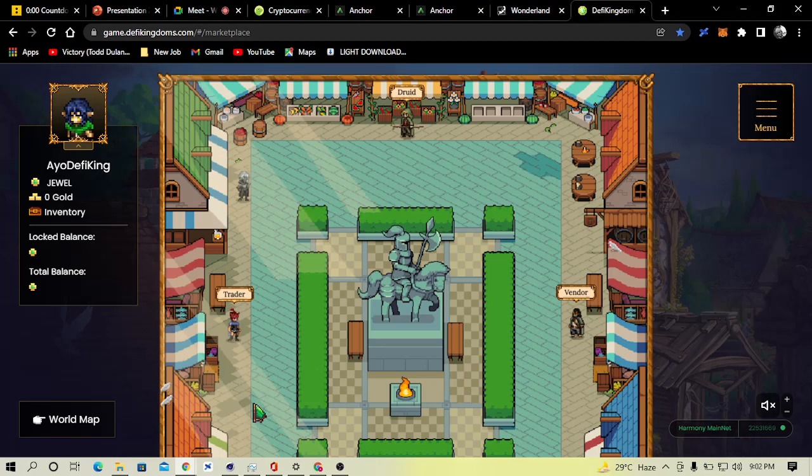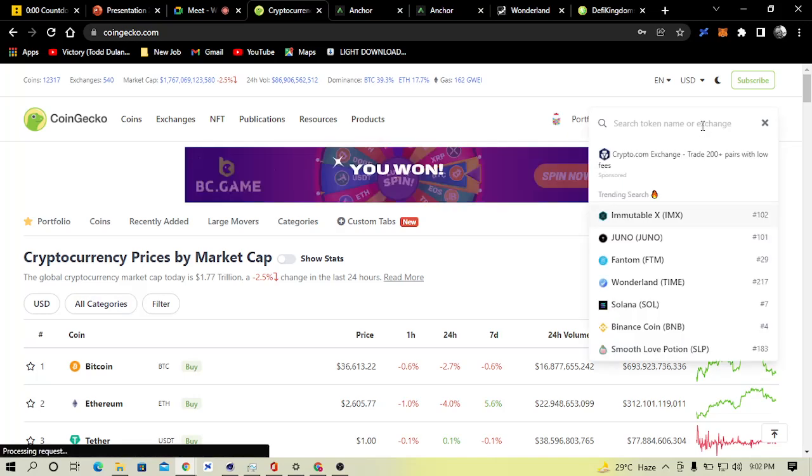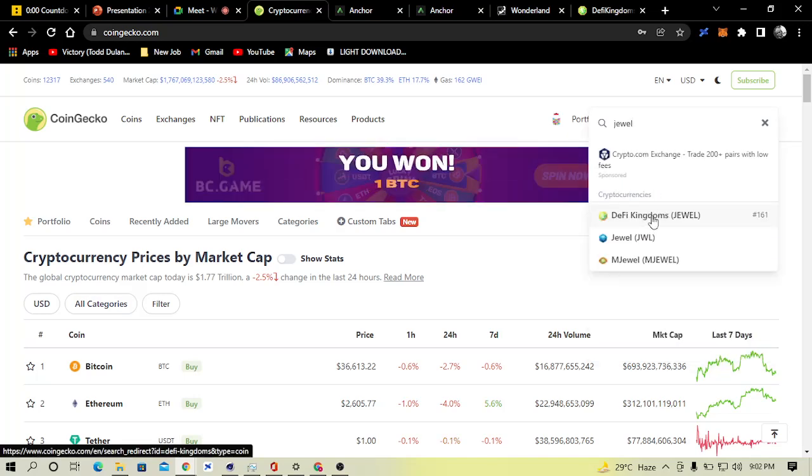So now I'm going to show you an aspect of cryptocurrencies. This website, this protocol, has its own token, and it is called Jewel. Okay, so let me quickly show you that on CoinGecko. Jewel. Okay.